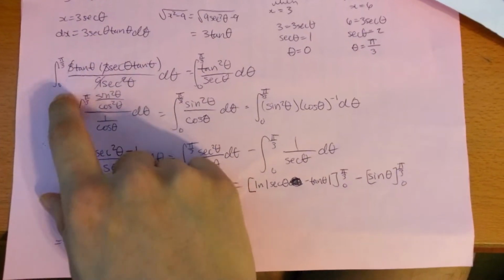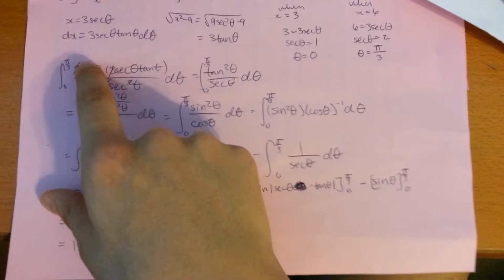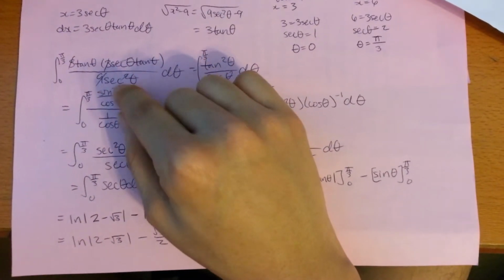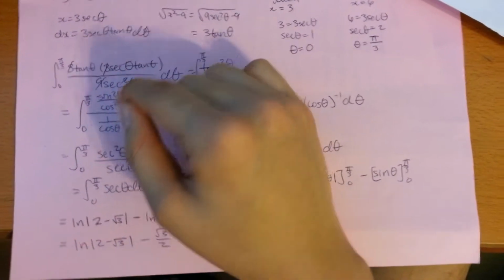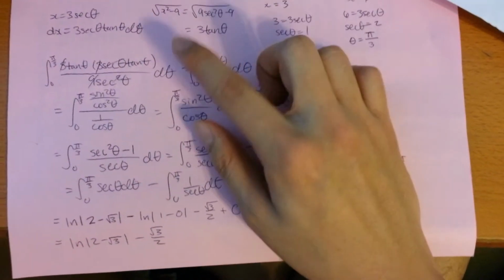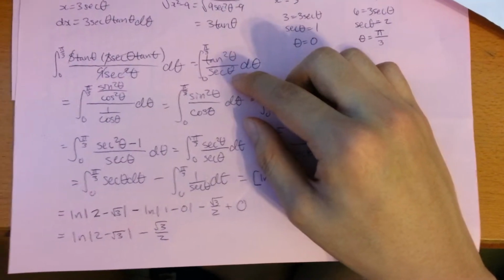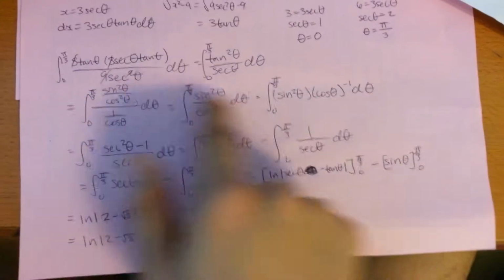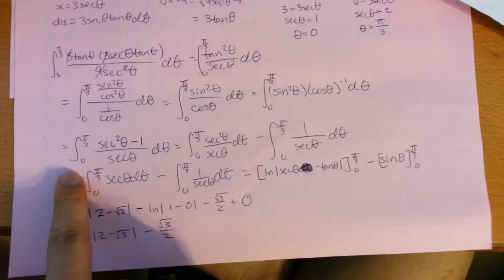So I did the plug-in. It's the integral from 0 to pi over 3 of 3 tangent theta times 3 secant theta tangent theta d theta over 9 secant squared theta. So that simplifies to 2 tangent squared theta over secant theta d theta. So I did all of this. This is all useless. When I realized I was doing this wrong, just go to the next line.